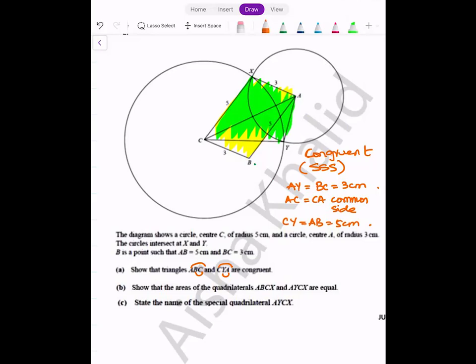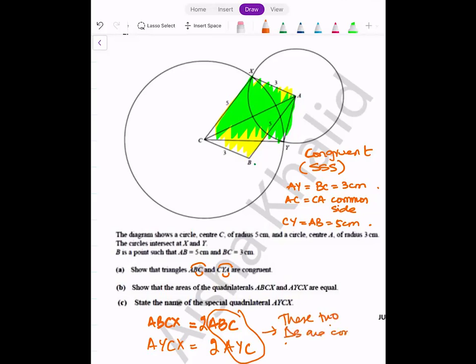Can I say the area of ABCX is equal to ABC plus AXC, or you can say when you double ABC, you get the same thing, it is 2 times ABC. And if I look at AYCX, it's double the area of AYC. And since I'm saying these two triangles are congruent, they will have the same area.